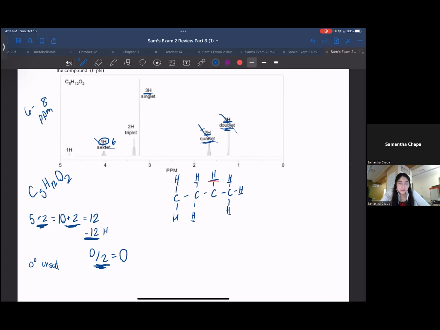Next thing I'm going to do is look for another integration of 2 hydrogens. The last one we have is this one right here, integration of 2. And it says it's a triplet, meaning it has 3 minus 1, 2 neighbors. So if I look at this right here, I have 1, 2 neighbors on the right side. I can't have any more, so I'm going to cut it off here. That's already one piece of our puzzle.